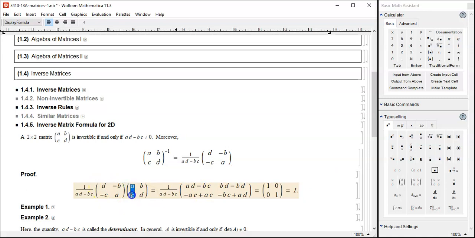First row, first column, then you get AD minus BC. First row, second column, you get DB minus BD, and that's 0. Second row times first column, minus C plus AC, that's 0. And finally, second row times second column, again we have AD minus BC. So dividing by AD minus BC, we get the identity matrix.